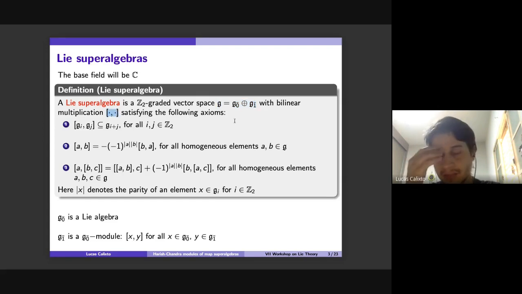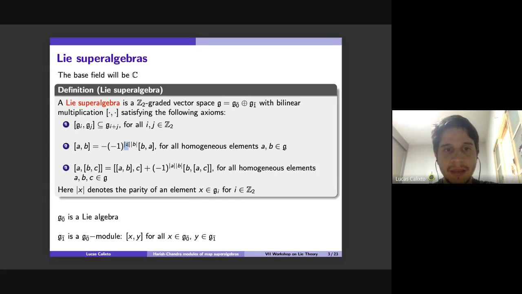The brackets satisfy some super versions of the usual conditions of the brackets of Lie algebras. The first property says just that the bracket is well behaved with respect to this grading. The second and the third are super versions of anti-symmetry and the Jacobi identity. If you look at the formulas, what is new everywhere, and this is what makes superalgebras what they are, is this sign. Every time we have a sign which depends on the parity of the elements.